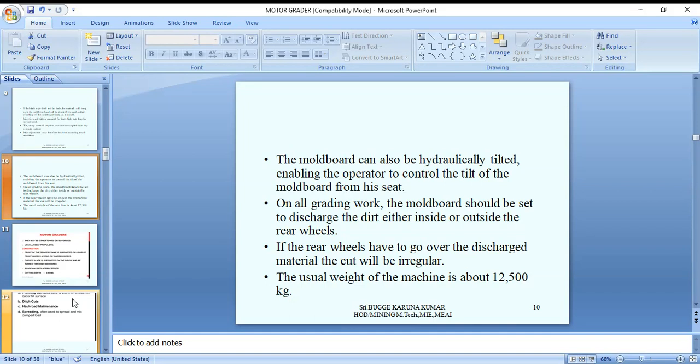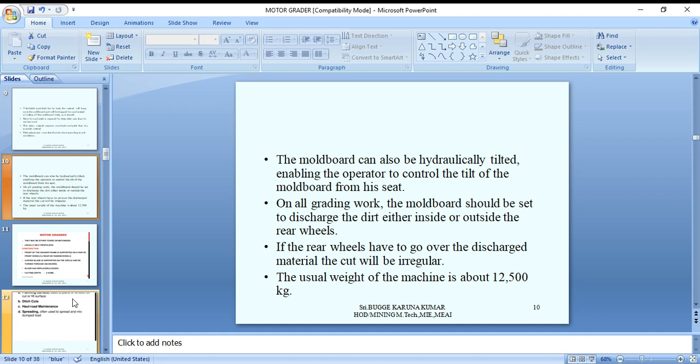The mold board can also be hydraulically tilted, enabling the operator to control the tilt of the mold board from his seat. On all grading work, the mold board should be set to discharge the dirt either inside or outside the rear wheel. If the rear wheel has to go over the discharged material, the cut will be irregular.